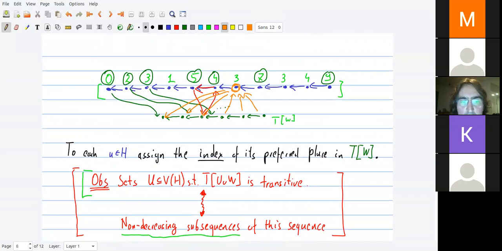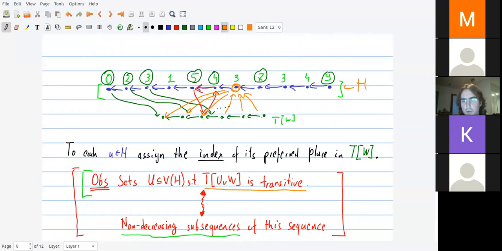is that now we would like to say that a subset of this vertex of H, together with W, forms a transitive tournament if and only if the indices on the subset form a non-decreasing sequence. In one direction, if they form a non-decreasing sequence, then you just put those guys into those gaps and you observe that the order in which they are put is the same as the order that is in H. And you will see a transitive order on the whole thing.